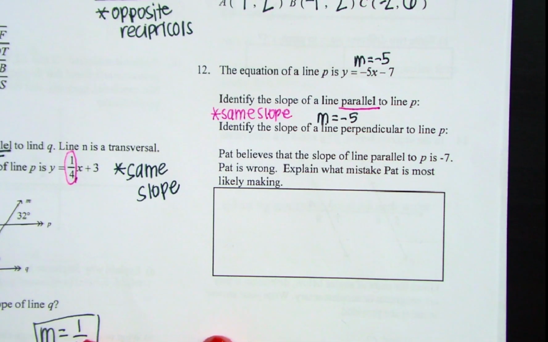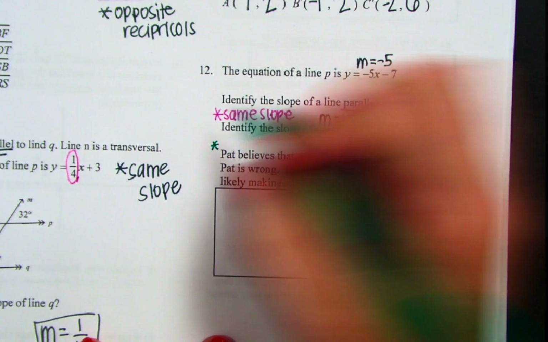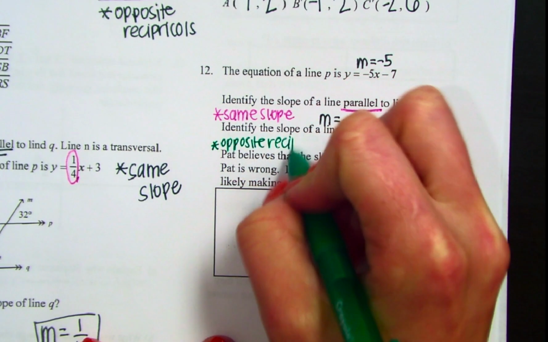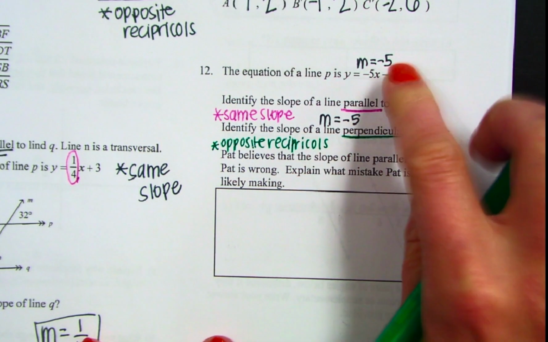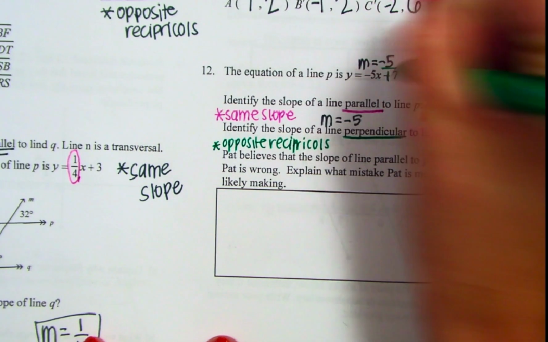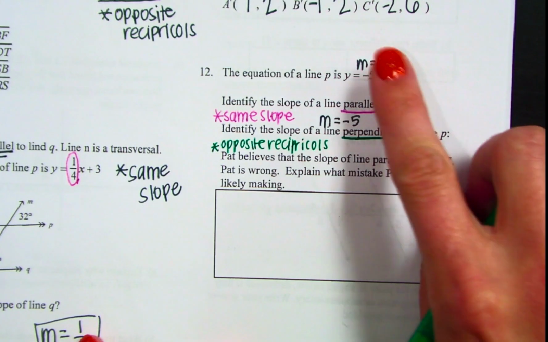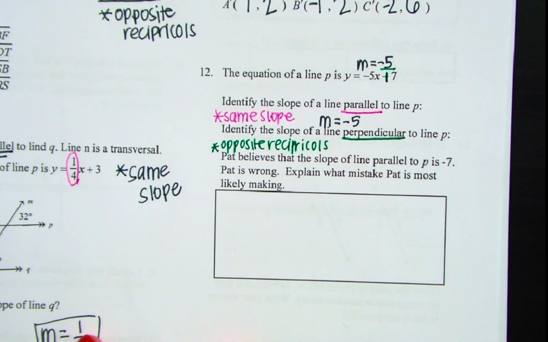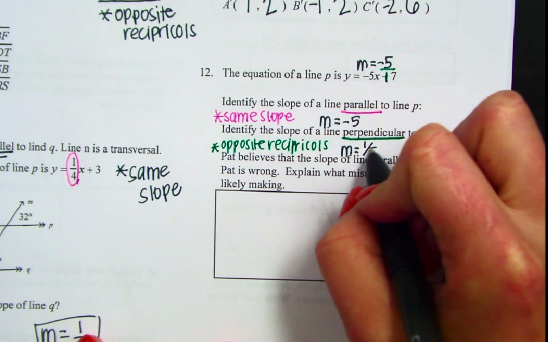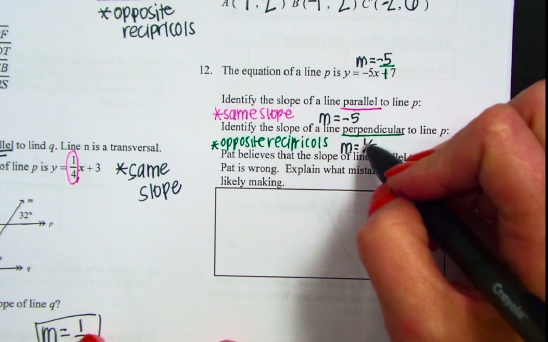Identify the slope of a line perpendicular. Perpendicular again means the slopes are opposite reciprocals. So we'll look at that slope -5, and we are going to flip the fraction. We're going to do the reciprocal of the fraction, and we're going to change the sign. So my slope will be a positive 1/5. We change the sign, it becomes positive. Flip the fraction, the reciprocal becomes 1/5.